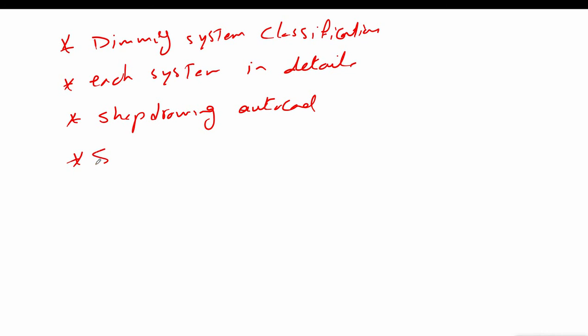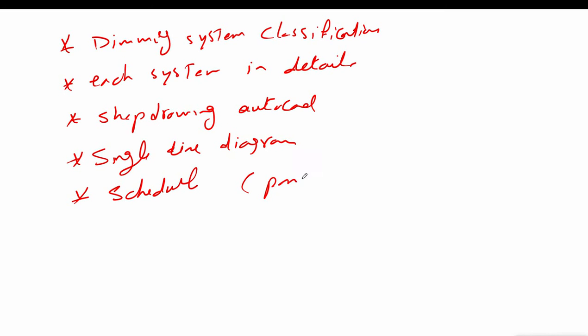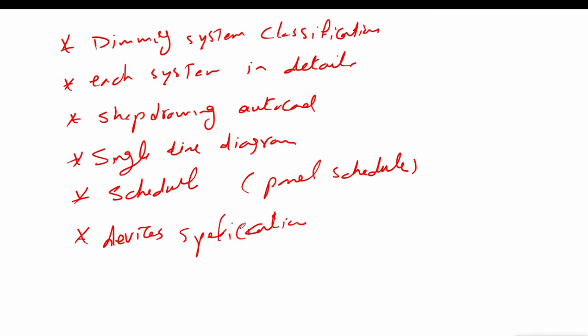And also you will learn how to draw your single line diagram for your system. You will learn how to read your schedule or panel schedule for dimming system. And in the end of this course, we will take some devices and read their specifications, and teach you how to read specifications and how to use them in your design.